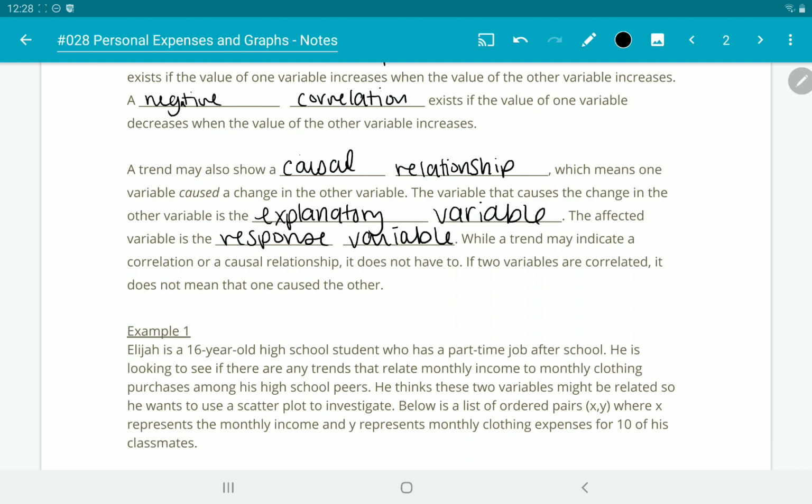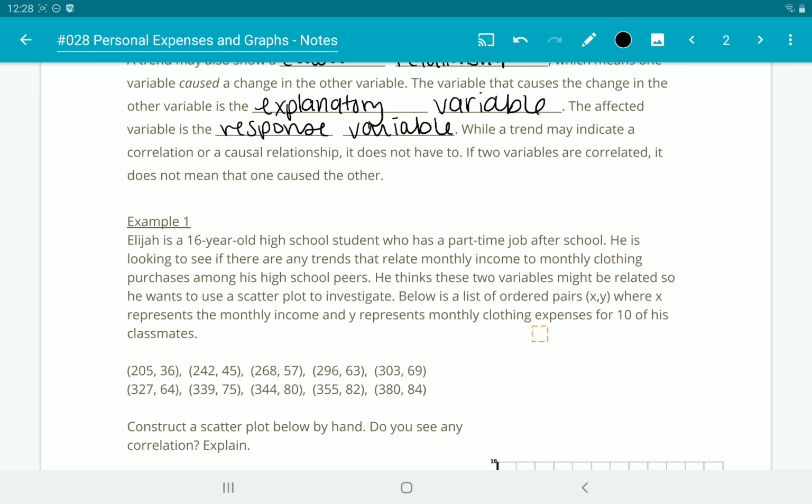While a trend may indicate a correlation or a causal relationship, it doesn't have to. If two variables are correlated, it doesn't necessarily mean that one caused the other. So correlation does not mean causation. Just because two things correlate or have a relationship between one another, it doesn't mean that one variable caused the other to increase or decrease.